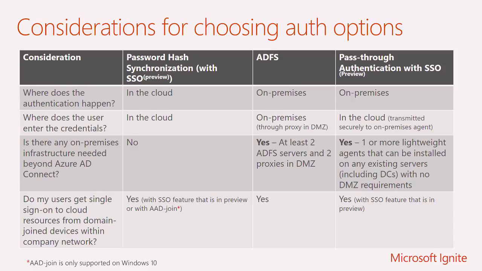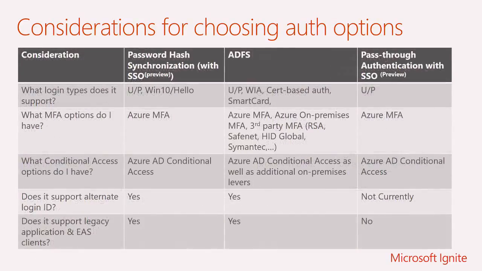Before we go on, I can see a few people taking pictures of slides. These slides will be available for download. They've already been uploaded, so you can grab them and go through them. And they've also got some notes in them too, so you can get a bit more information. I won't go through all of these, but really that top line is probably the most concerning to most people. Where does the authentication happen? With password hash synchronization, it's in the cloud. With ADFS, it's on premises. With pass-through auth, it's on premises as well. I've included these really for you to go through after the session.